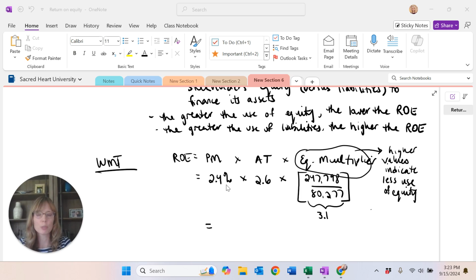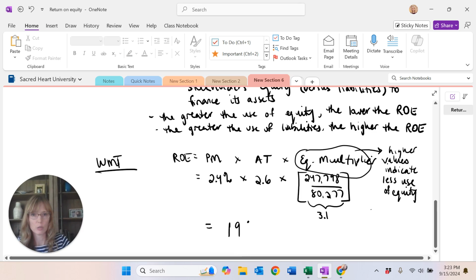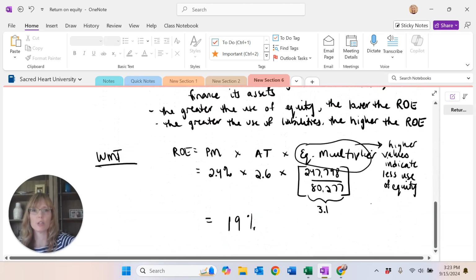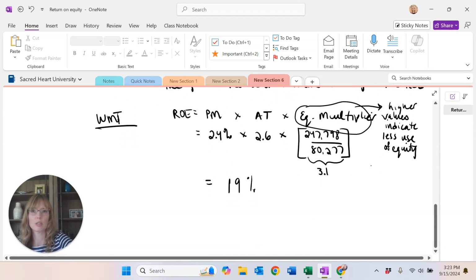All right, so when we multiply this out for Walmart, their profit margin times the asset turnover times the equity multiplier, we get 19%. So all we did was take our ROE that we saw above of 19% and break it down into its 3 components, or we can look at it as 2 components, ROA and equity multiplier. Let's do the same for Target.